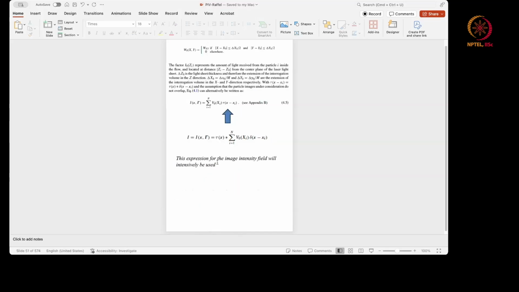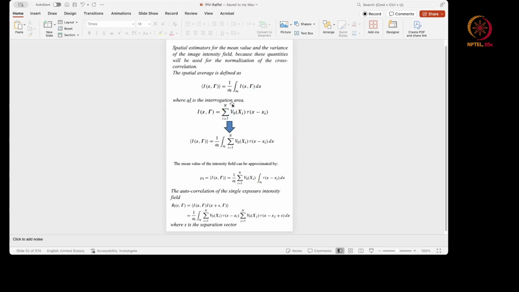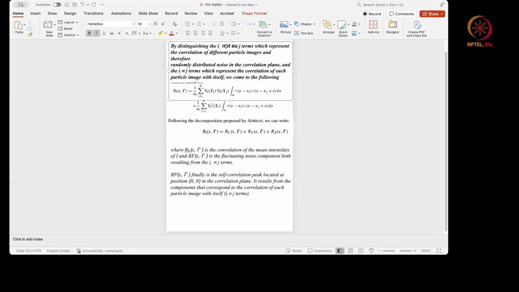So these are the spatial estimators. Where do they come from? They come from these. And the V naught, we already estimated by looking at these terms, and by assuming top hat profiles and so on. The math is a little cumbersome, which you can go through. So by distinguishing the i not equal to j terms, which represents the correlation of different particles, let's just put that not equal to.